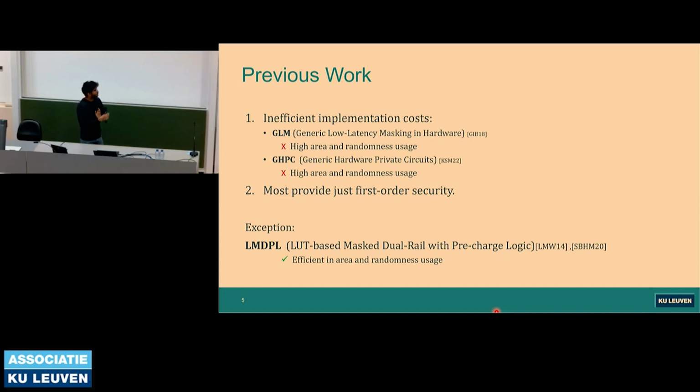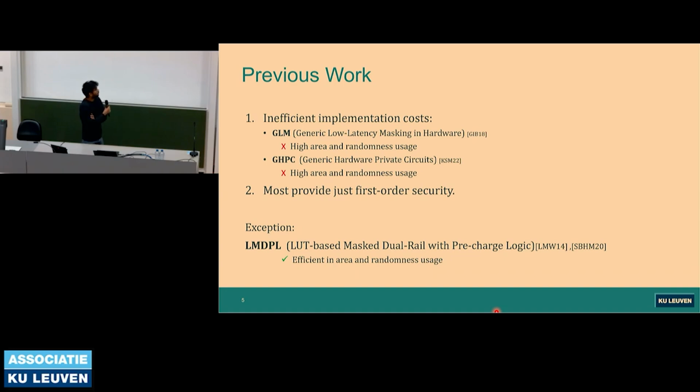GLM's author is the same as the DOM author, and you take a DOM multiplier, you skip compression, so you just let it grow. The number of shares grows exponentially after every AND gate, and then you compress at the very end. A drawback of that is that you end up with very high randomness and also very high area. Then GHPC is PINI, which is an advantage over GLM, but it also has high area and randomness because it takes a function and evaluates it based on just one share of the input, and then you use the other input as a multiplexer to select. You evaluate based on all combinations of one share, and you use the second share to select what you want. So it's also inefficient.